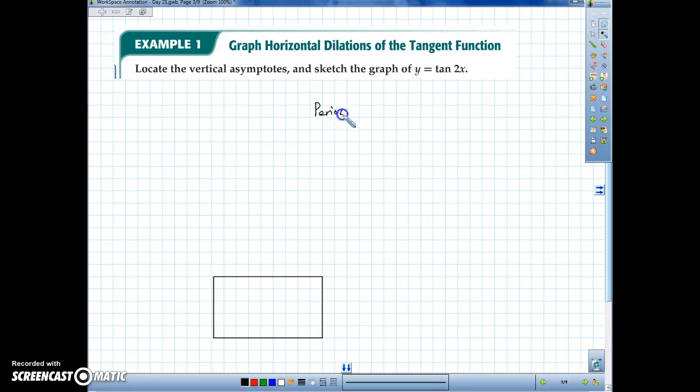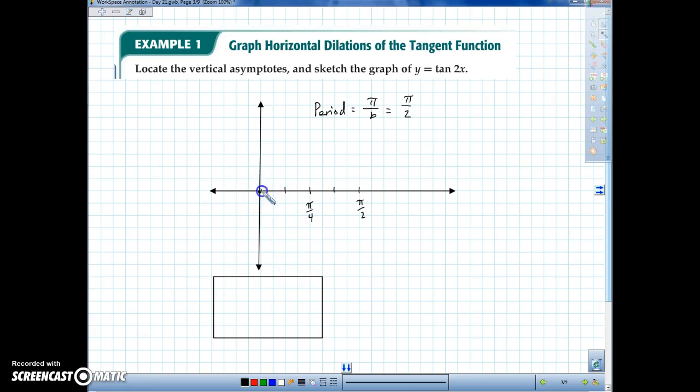The period is always equal to pi over b for tangent. This would give me a period of pi over 2. On my coordinate axis, I'm going to mark my y-axis and my x-axis. I'm going to create my 4 tick marks. This will be pi over 2. Halfway would be pi over 4.